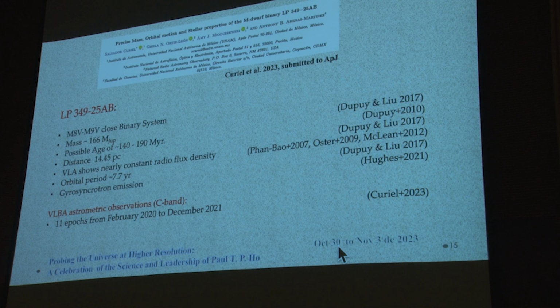Okay, we still have a little bit of time. So this is another example. This is also a binary. This is something that I didn't know was a binary. I discovered it was a binary, and we detected both stars. In this case, this is also a close by star, a very low mass binary, 166 Jupiter masses for the binary.